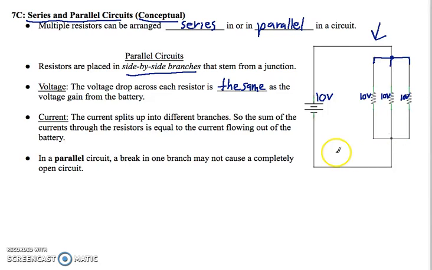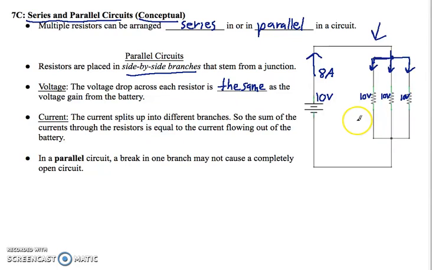Now the current's going to behave a little bit differently. The current is going to come out of the battery and split into different branches at the junction. In this case, it'll split into three pieces. The sum of the currents in the resistors is equal to the current flowing out of the battery. So for example, let's say there's 8 amps flowing out of the battery.